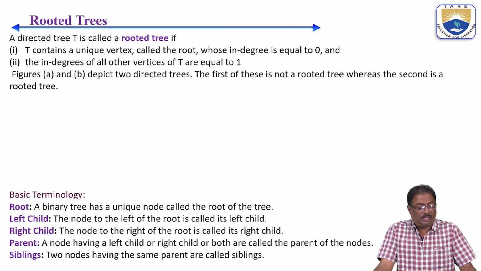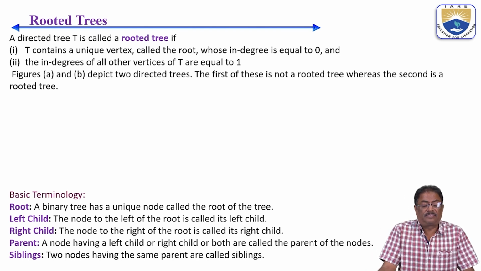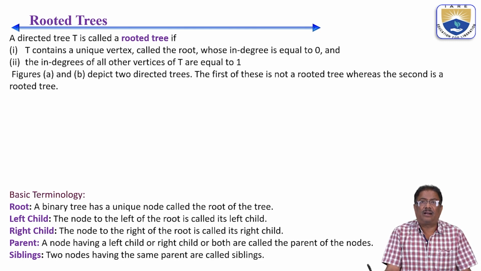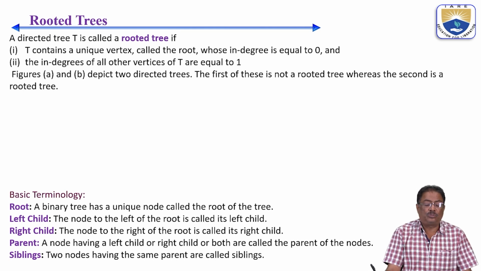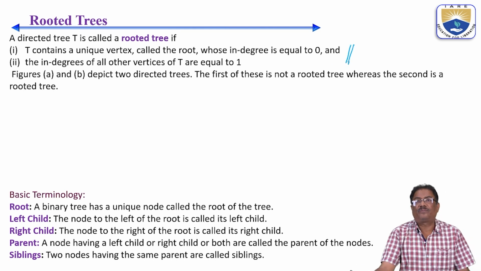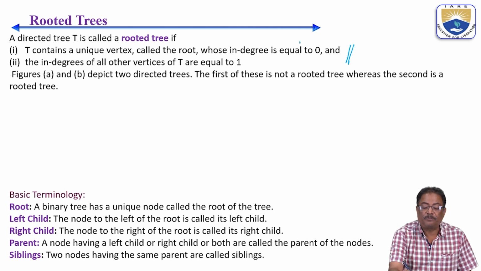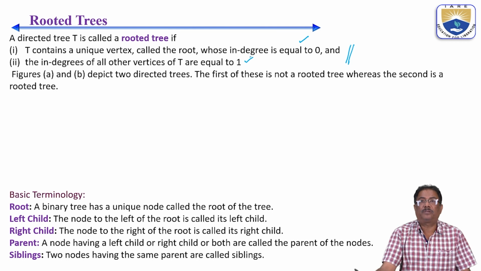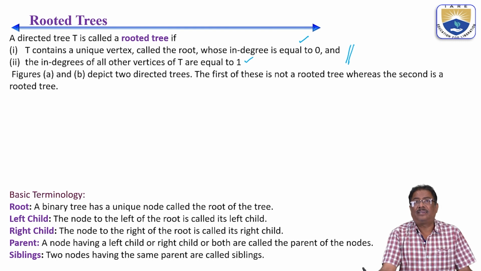Now, another concept: rooted trees. A directed tree T is called a rooted tree if T satisfies two properties. One, T contains a unique vertex called the root whose in-degree is equal to 0. And the in-degree of all other vertices must be equal to 1. If a directed tree satisfies these two conditions, then it is a rooted tree.